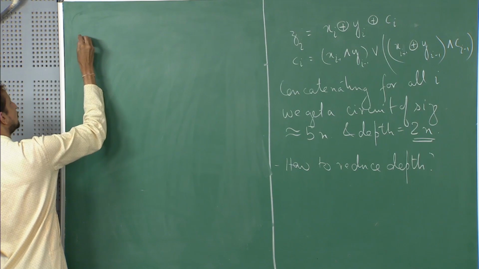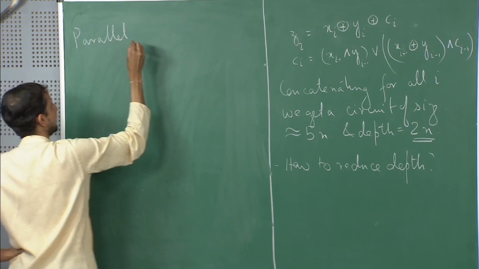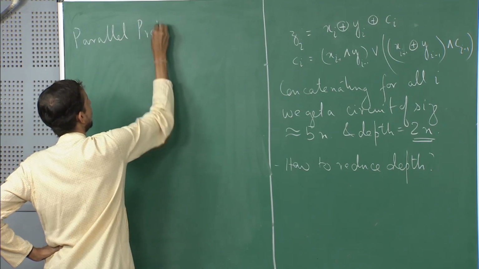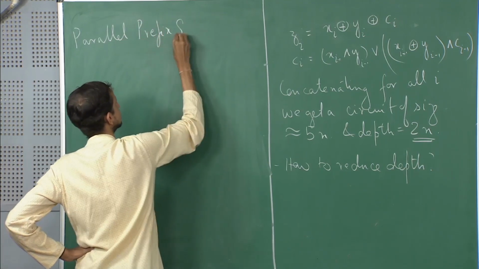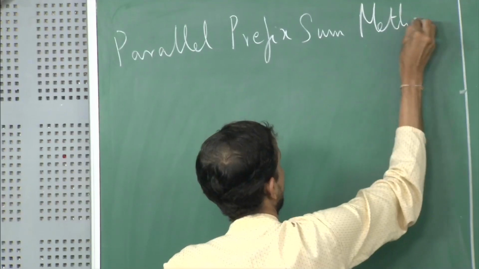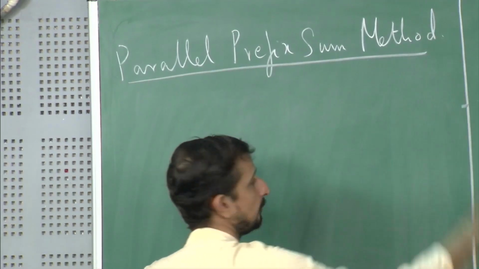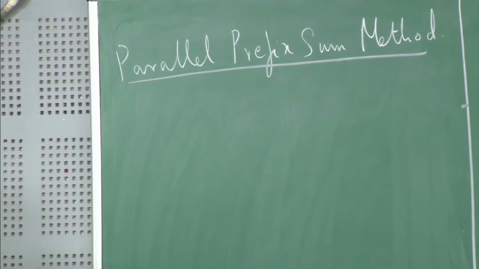The mechanism is called a parallel prefix sum method. Okay, and let us see what kind of complexity we get by this method.